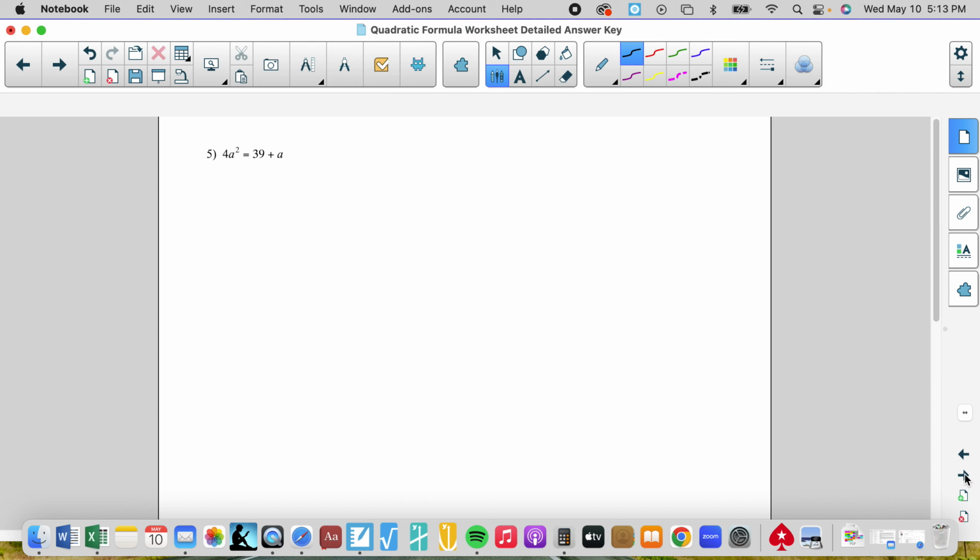All right. Let's do number 5. Oh, here's my first one. I notice that it's not equal to 0. I have to set it equal to 0. So the question is, do I move this over here? Do I move the 4a over, or do I move the 39 and the a to the left side?